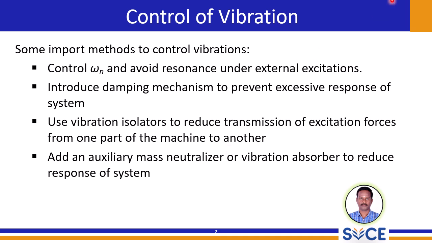Then at last, the fourth method is adding an auxiliary mass neutralizer, also known as a vibration observer. This is a clever technique where we attach a secondary mass-spring system to a primary vibrating system. When properly tuned, this observer can effectively counteract vibrations at a specific frequency, significantly reducing the response of the main system at that particular frequency.